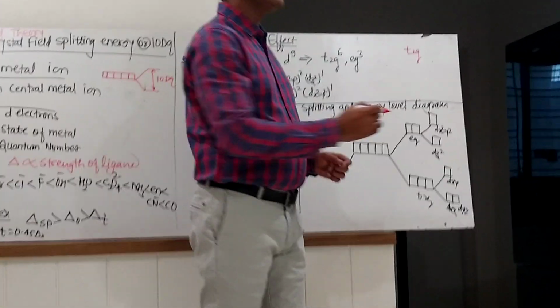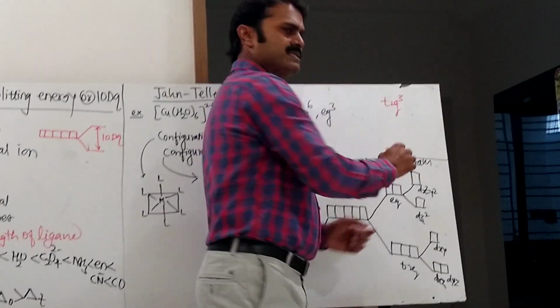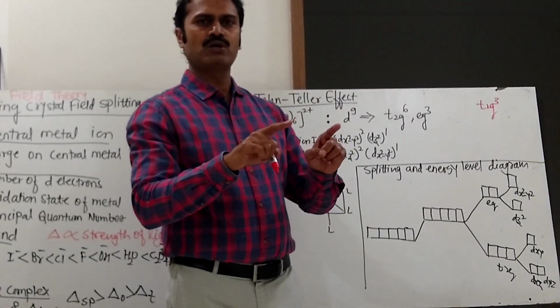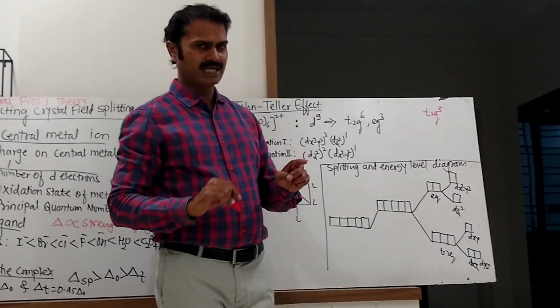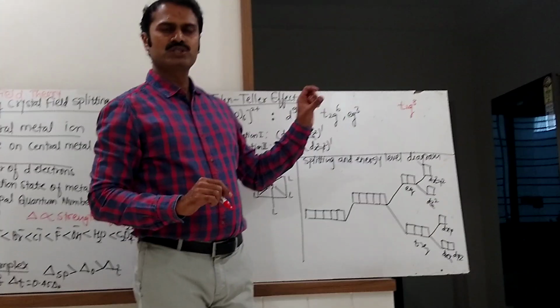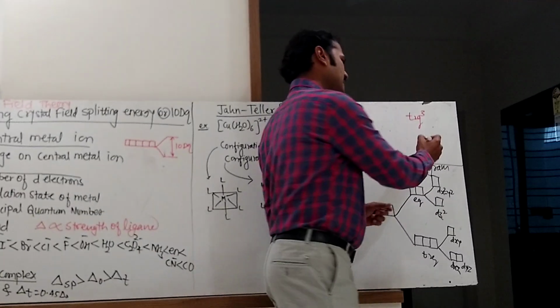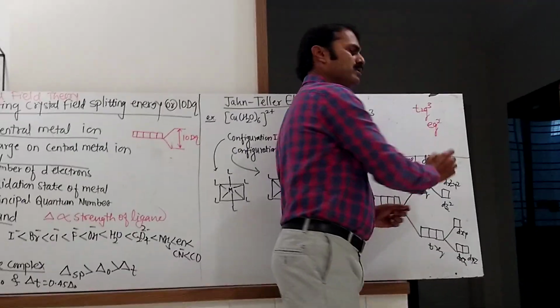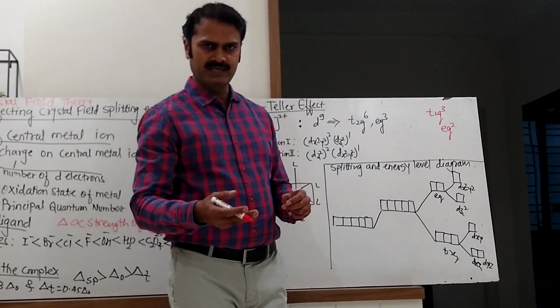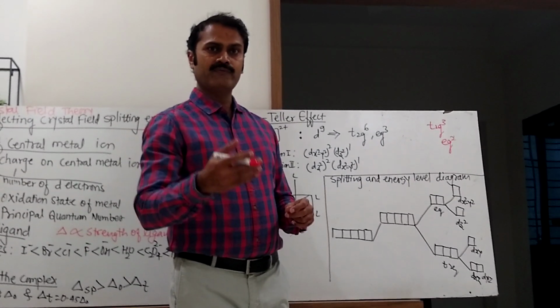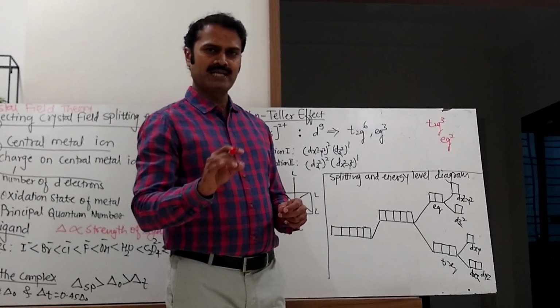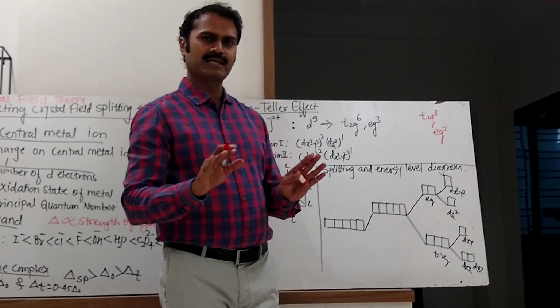If the t2g orbitals contain 3 electrons, meaning in all 3 t2g orbitals there is 1 electron, then this t2g set is said to be symmetrically filled. If in the eg orbitals there are 2 electrons, it is said to be symmetrically filled. If in the eg orbitals there is 1 electron, it is said to be unsymmetrically filled.